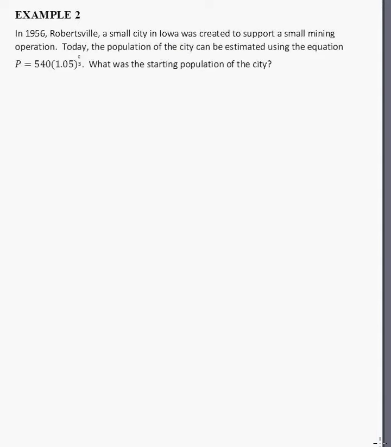Okay, this is still in the nonlinear range. So we have an example where in 1956, Robertson, a small city in Iowa, was created to support a small mining operation. Today, the population of the city can be estimated using the equation blah, blah, blah. What was the starting population of the city? Now, as you can see from here, this is typical of the growth models, right?